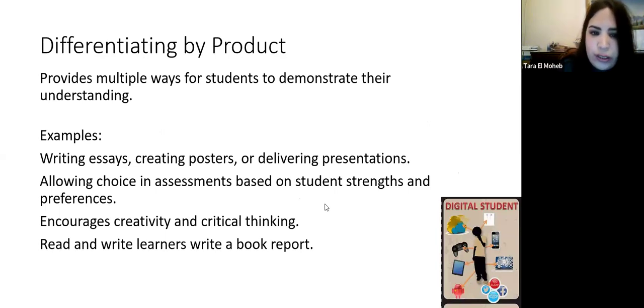Allowing choice in assessments based on students' strengths and preferences. So we should give them different rubric charts. We don't give them all the same rubric charts. We can allow for different assessments based on student strength and based on the preferences that they prefer to work.